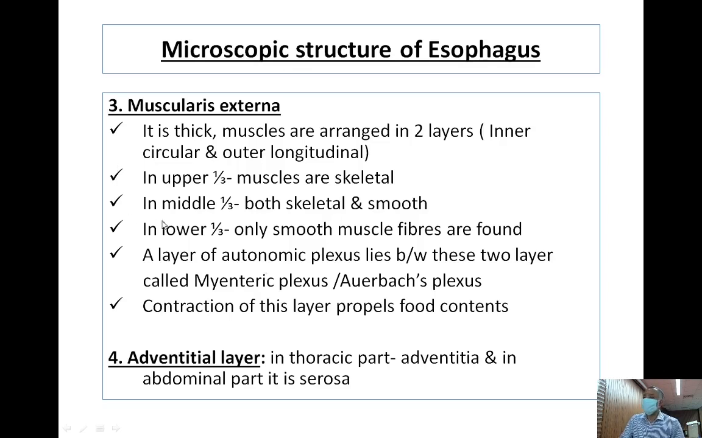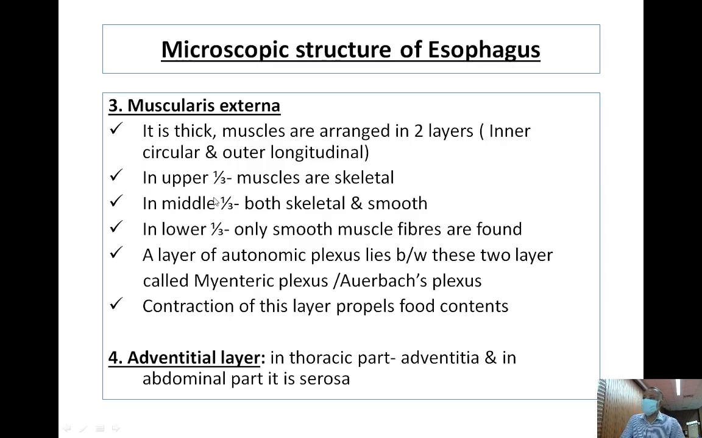Now your important part is here. In the muscularis externa, these muscles are arranged in two layers, no doubt, inner circular and outer longitudinal. But in the upper one third, your muscle fibers are mainly skeletal muscle. Mind it. In the upper one third of the esophagus, here I have written muscularis externa, muscles are arranged in two layers, inner circular, outer longitudinal. Fibers are circularly and longitudinally arranged, there is no doubt.